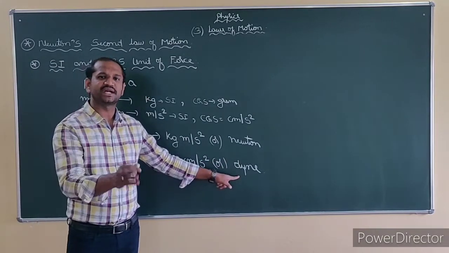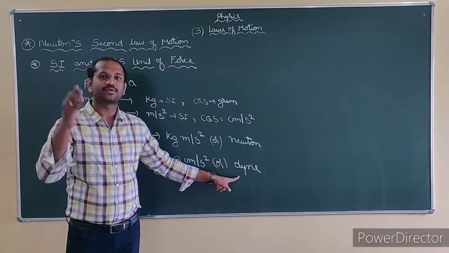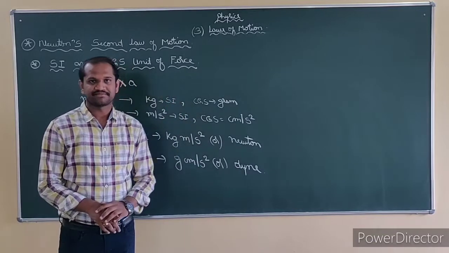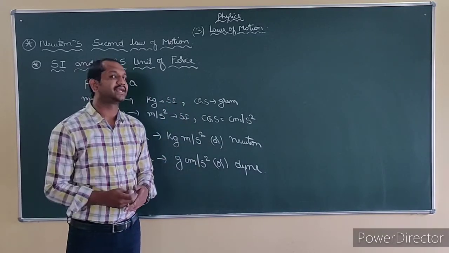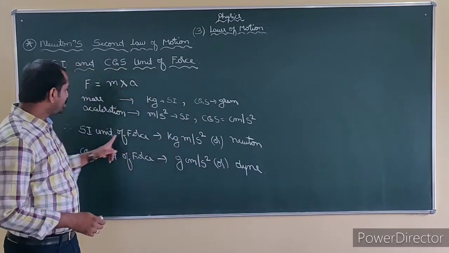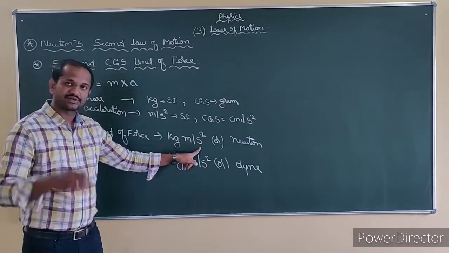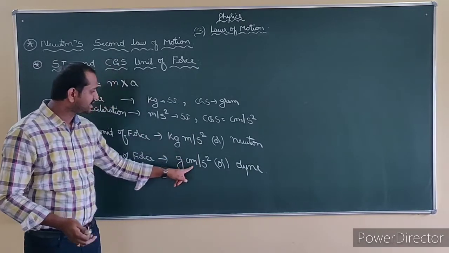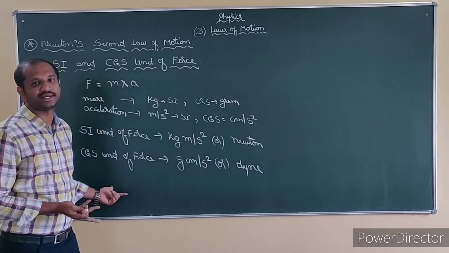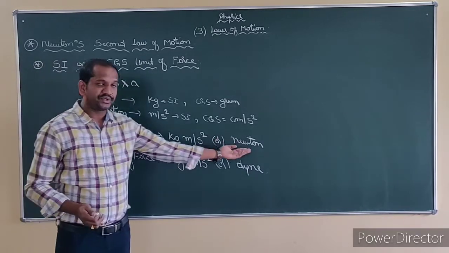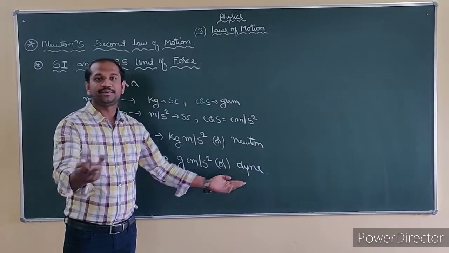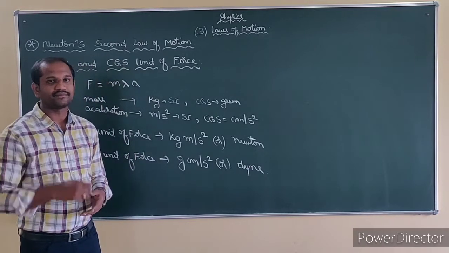The same thing you study in your 11th class. Whenever you go to your first PU, the same thing comes. This is all basic, what you have been studying now. Understand? So you can write even kg meter per second square for SI unit, gram centimeter per second square for CGS unit. Otherwise, directly you can write SI unit to be Newton, CGS unit to be dyne. I hope you have understood.